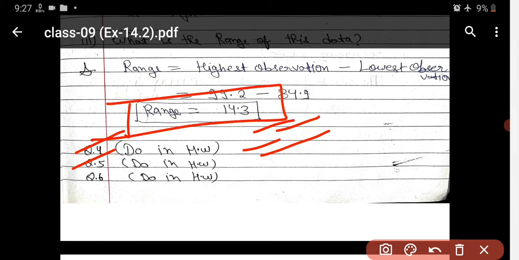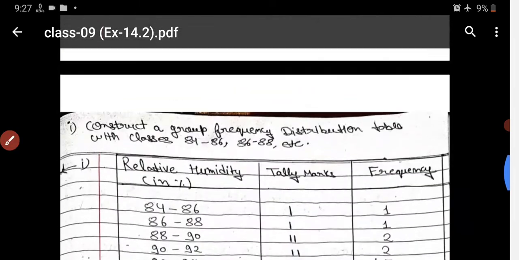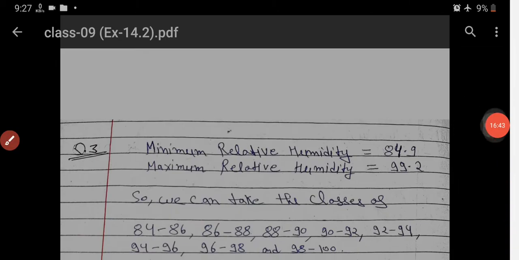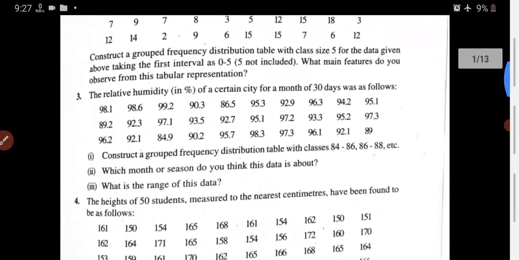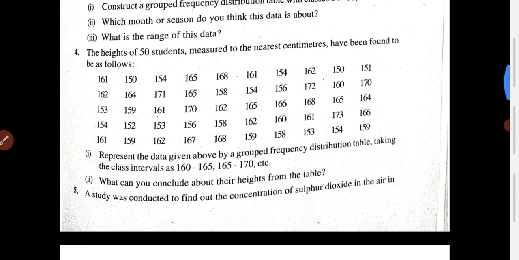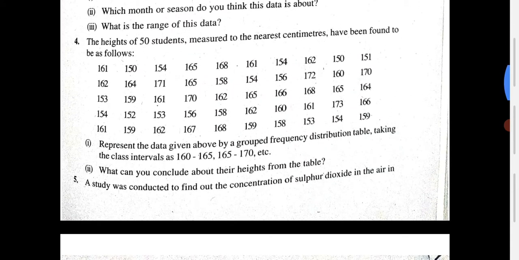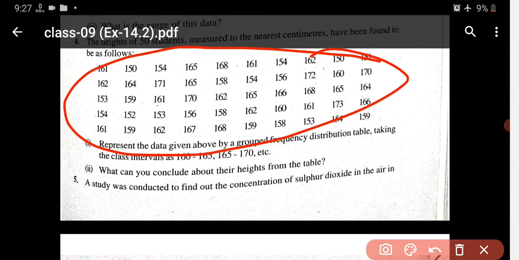Similarly, question numbers 4, 5, 6 you have to do in homework. I will show you what question numbers 4, 5 and 6 are. You have to do them by yourself in homework. Just see 4, 5 and 6. Question number 4: the heights of 50 students are measured to the nearest centimeter. Okay, heights of 50 students are given here. Represent the data above by group frequency.